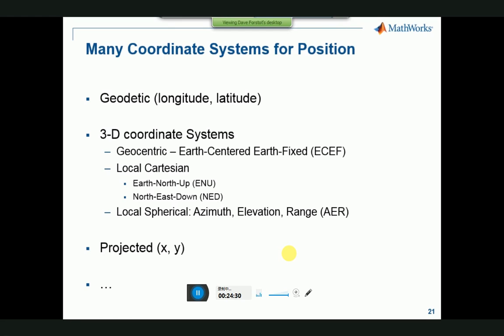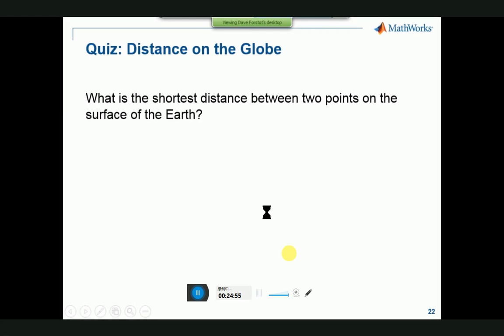Commonly used are east north up, please forgive my typo, or north east down. And then there's a bunch of other ones like local spherical or projected. We'll cover projected in a moment. Local spherical is actually azimuth, elevation, and range, another very common system.